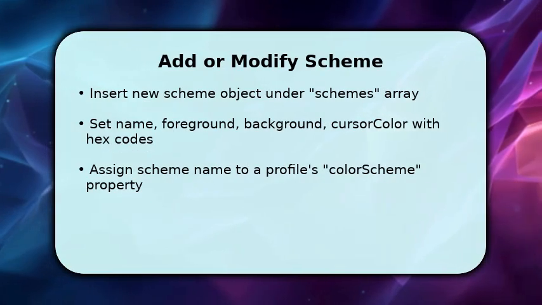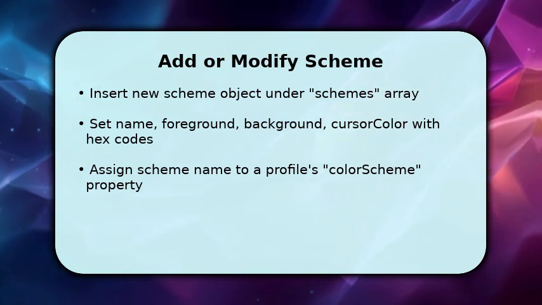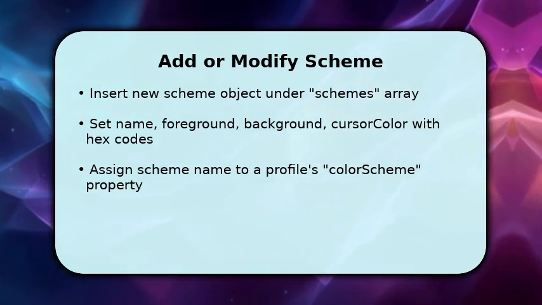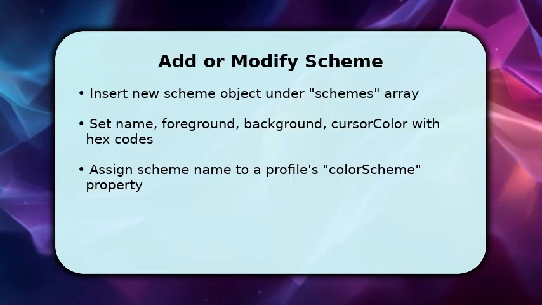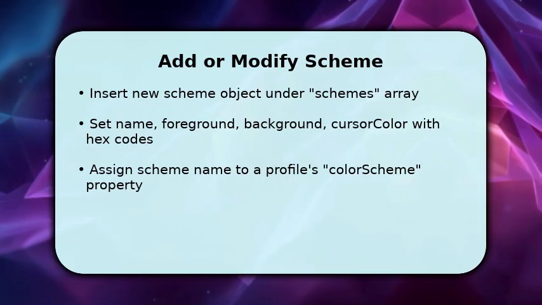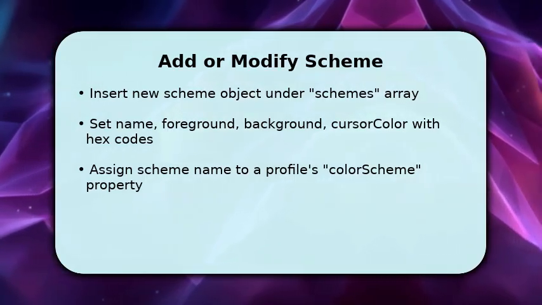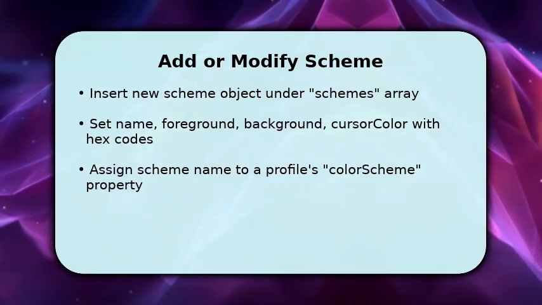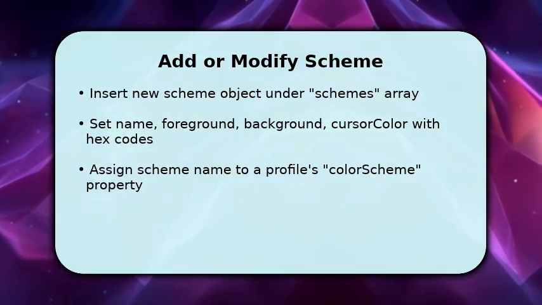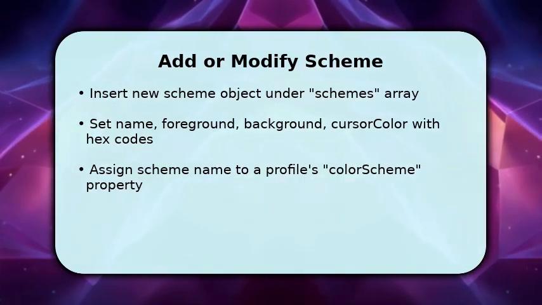Next, add a new color scheme or tweak an existing one inside the schemes array. You add a JSON object with name and hex values for foreground, background, and cursor color because that defines how text and background render. Once done, find the profile you use, like PowerShell or CMD, and set its color scheme to the scheme name. This tells Terminal which palette to apply to that profile. Save the file and close the editor to apply.